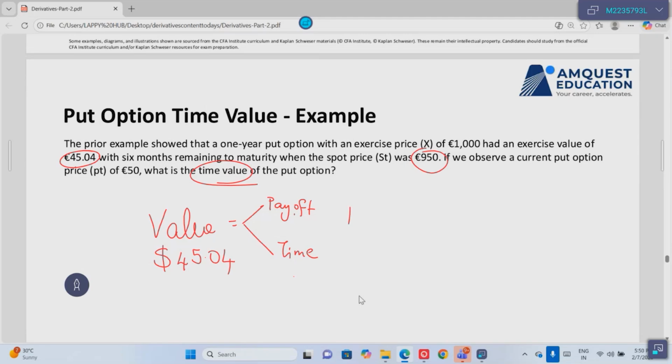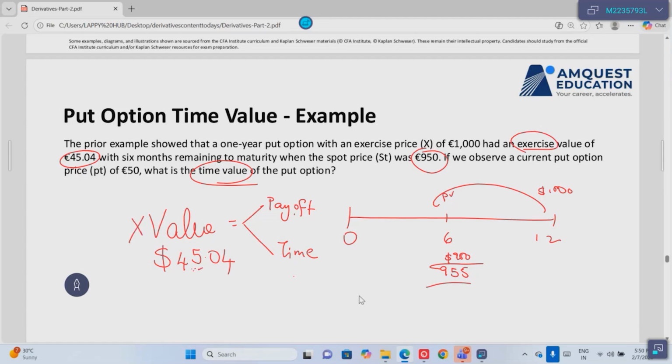Let's look at this. Okay, we do the sum. We said 0, 6 months, 12 months, right? We look at this one, $1,000. So what we said, let's find the present value and minus the stock price, correct? So you got the answer as 955, correct? Which is why you said 45 is my exercise value. Now 45 is my exercise value, correct? So this being my exercise value is effectively nothing but my payoff. What is the payoff if today I exercised it?